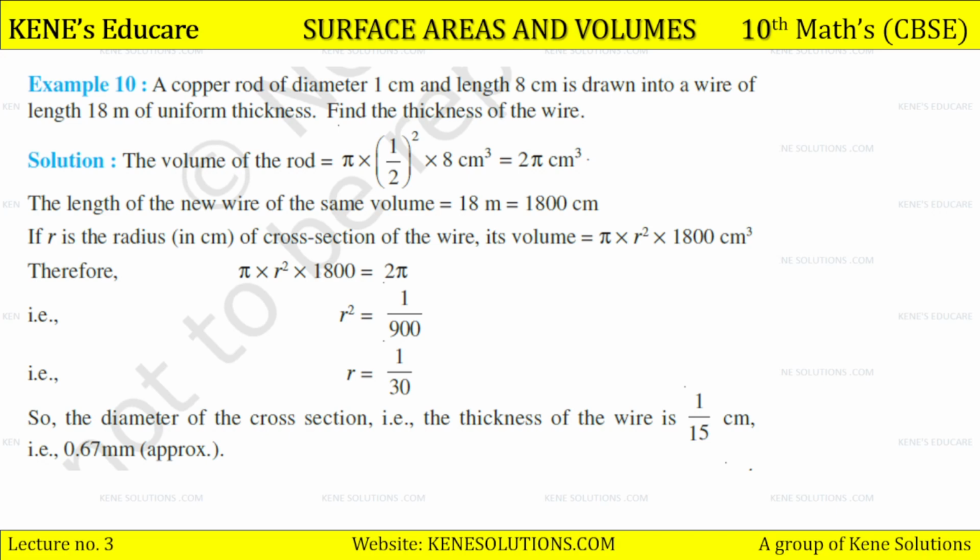If r is the radius of cross section of the wire, its volume, what comes here? pi r square multiplied by 1800. So here it is equal to 2 pi. So r square is equal to, what do we get? 2 pi. So here look, pi and pi get cancelled, 2/1800 means 1/900. So R is equal to, taking square root both sides, 1/30. So the diameter of the cross section, that is the thickness of the wire, is 1/15 centimeter, that is 0.67 millimeters approximately.